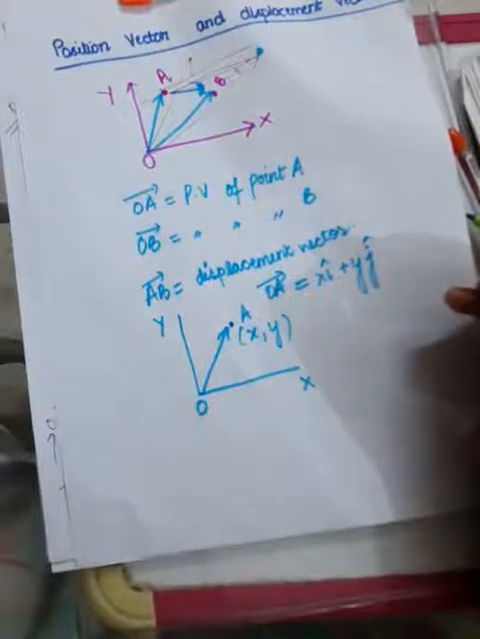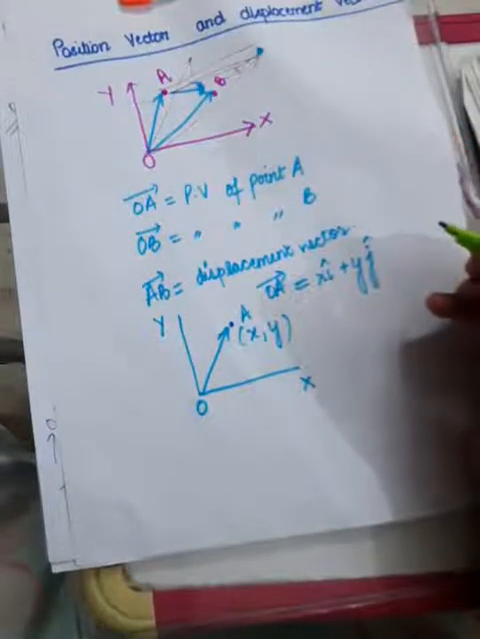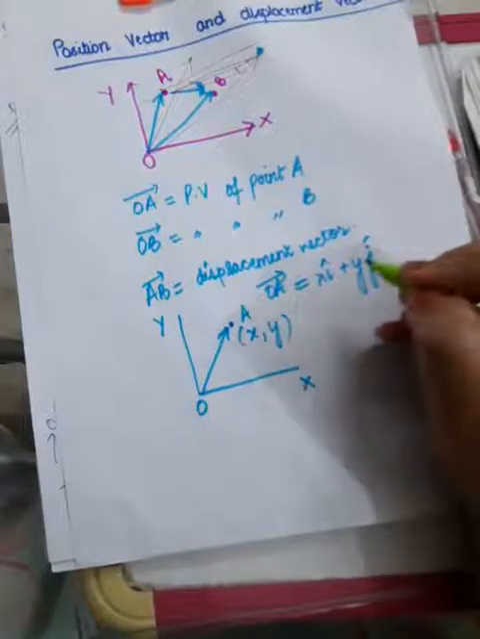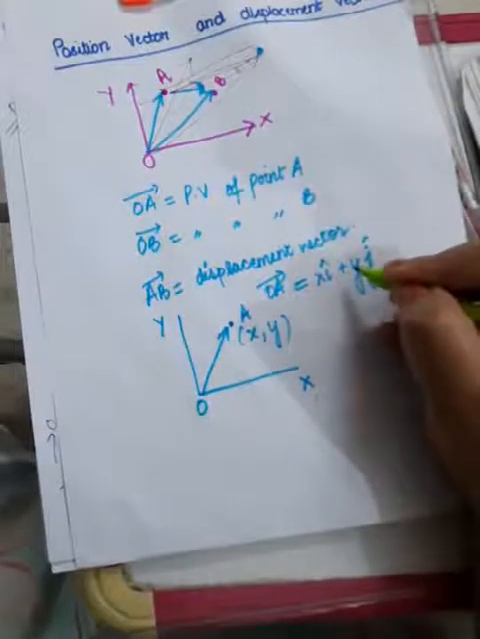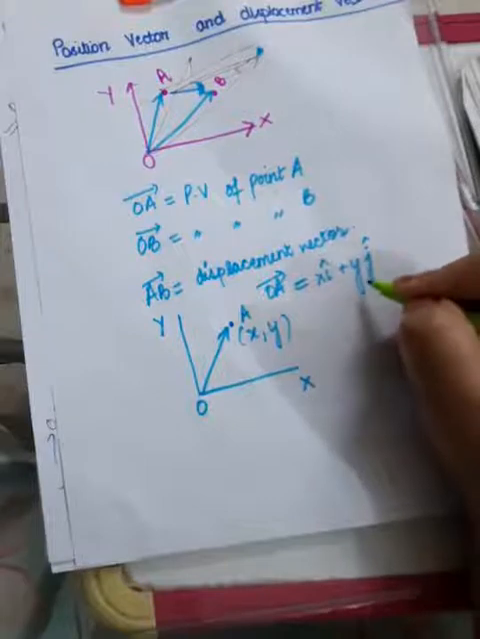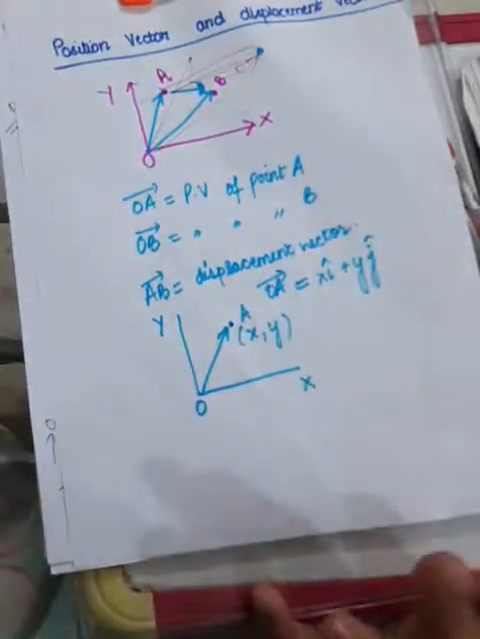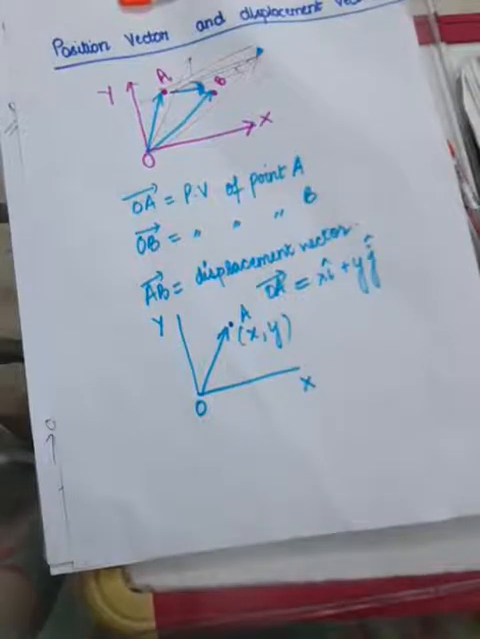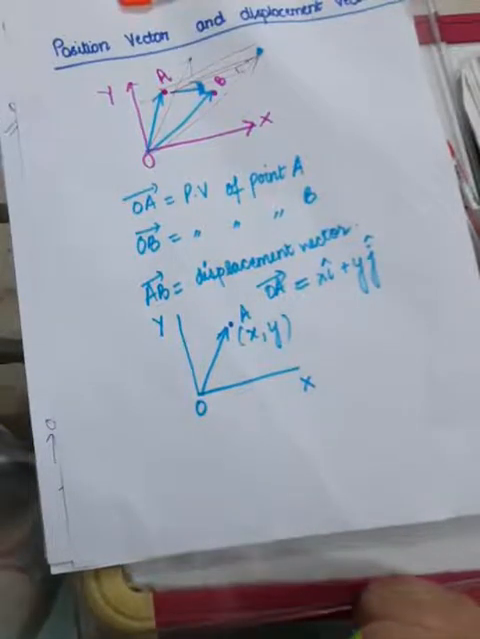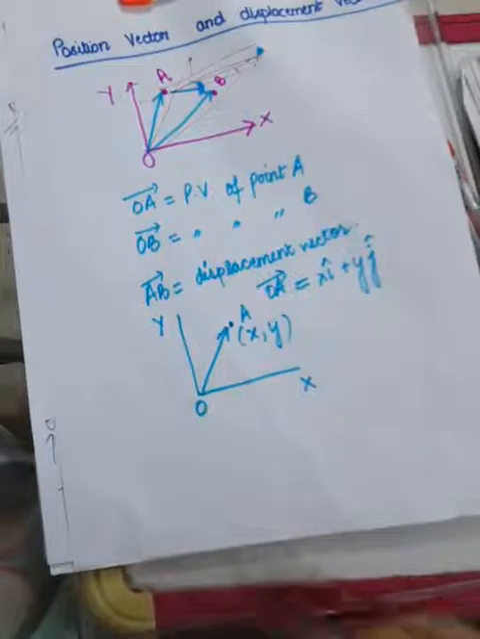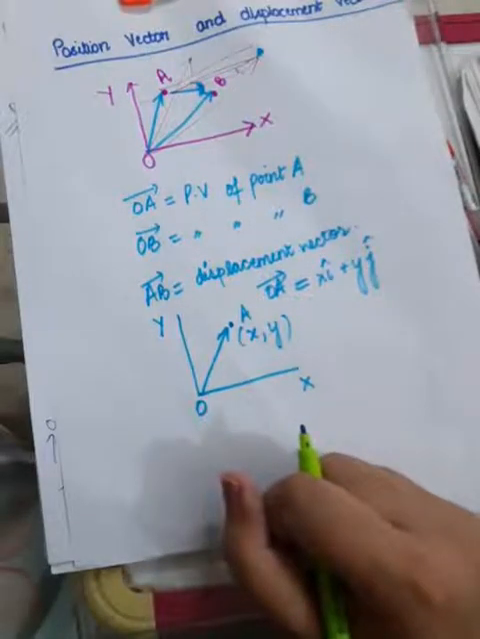So if you want to find the position vector for any point, you should know the coordinates of that point. With the x coordinate put i cap, with the y coordinate put j cap, and that will give you the overall resulting vector. For sure I'll discuss how this comes. Fine. So this is all about position vector and displacement vector.